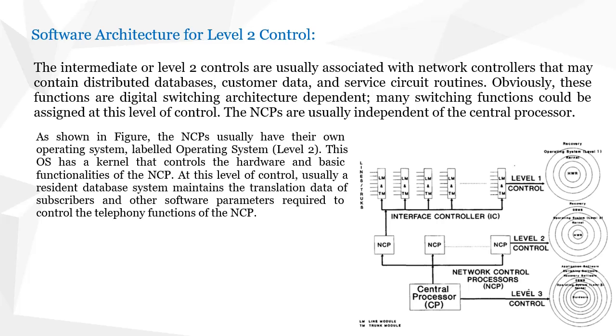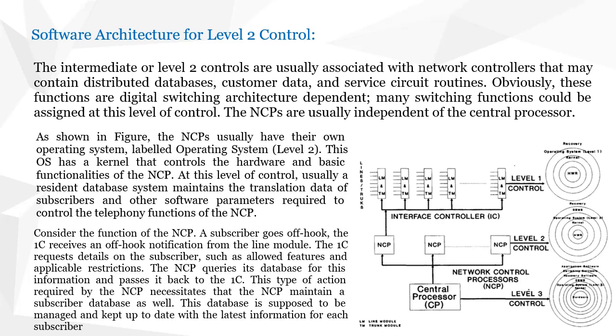This operating system has a kernel that controls the hardware and basic functionalities of the network control processors. At this level of control, usually a resident database system maintains the translational data of subscribers and other software parameters required to control the telephony functions of the NCP. If you remember, while discussing the database, we discussed this translational data of subscribers and other software parameters. So those operations are controlled by these network control processors at level 2.